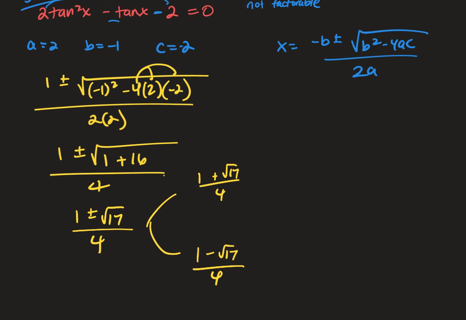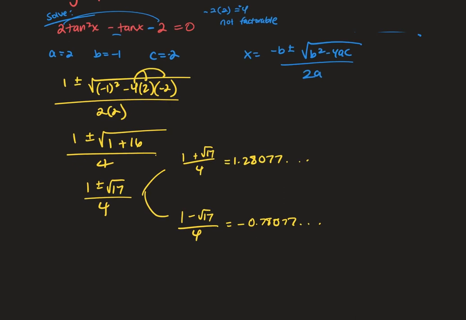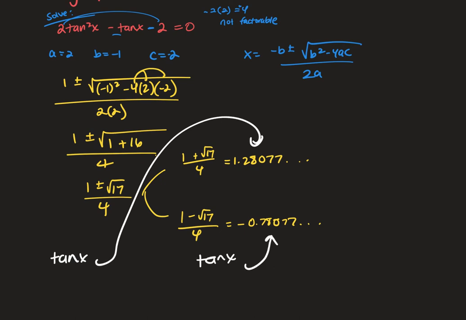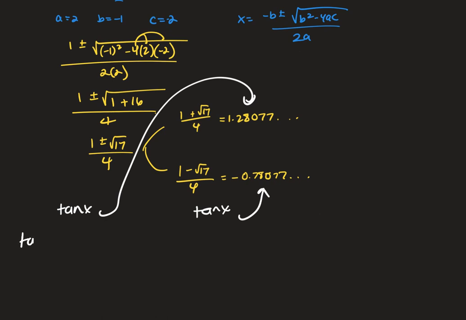So I get 1 plus square root 17 divided by 4, and this is 1.28077, and so on. And then 1 minus square root 17 divided by 4 is -0.78077, and so on. So that is what the tangent equals. This is not solved yet. So tan of x would equal this, and tan of x would equal that, which means the last thing you're going to do is tan inverse of those.